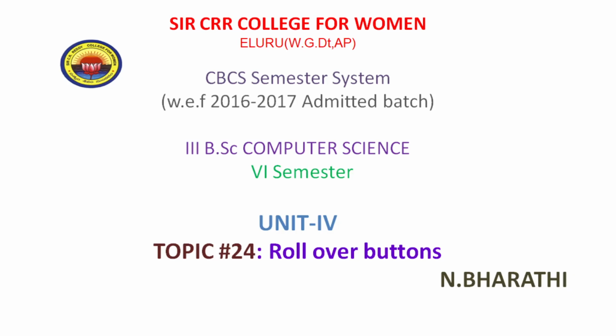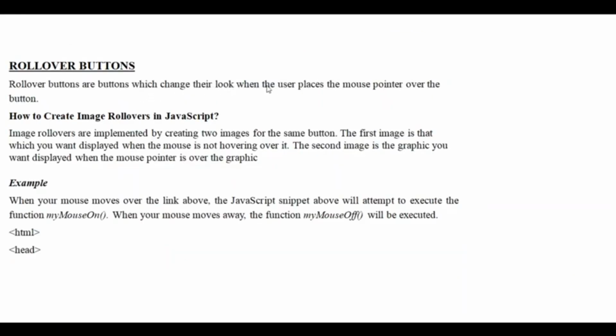Rollover buttons are buttons which change their look when the user places the mouse pointer over the button. What is happening here? When there is a button, and the user places the mouse pointer over the button, then the button will change its look depending upon the code whatever you have mentioned.